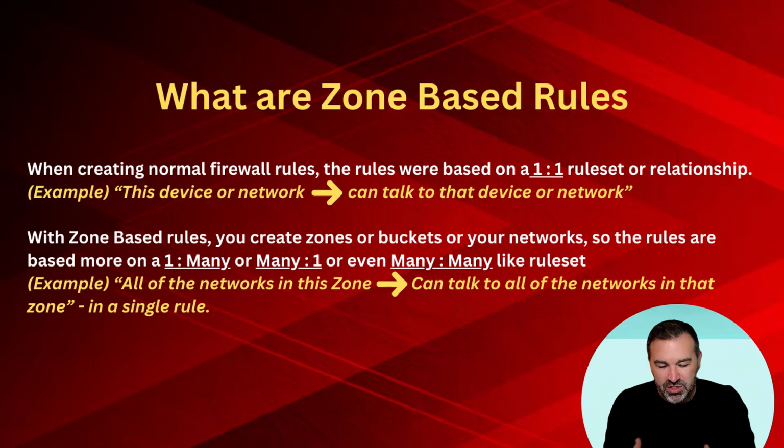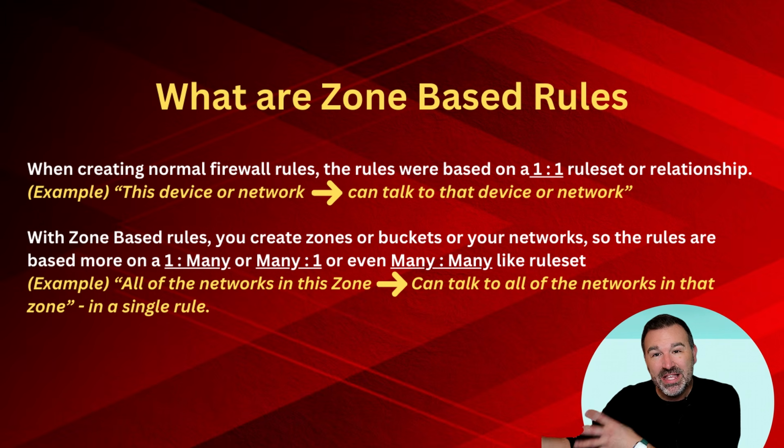So what we do is we're going to take those same networks, those VLANs, and we're going to categorize them into zones or buckets, type of thing, right? And those rules that we create will be based on these zones. So you're going to have more one-to-many or many-to-many or many-to-one type of rules because these zones can encompass multiple VLANs, right?